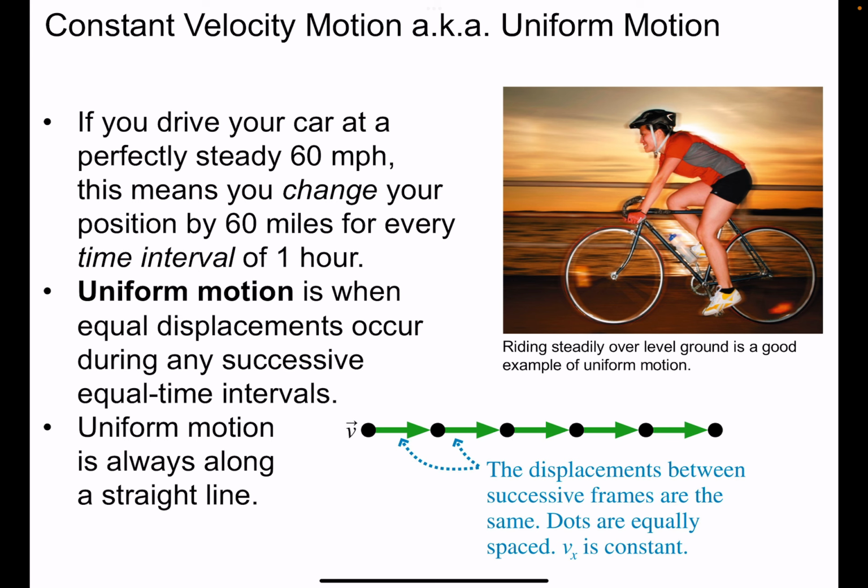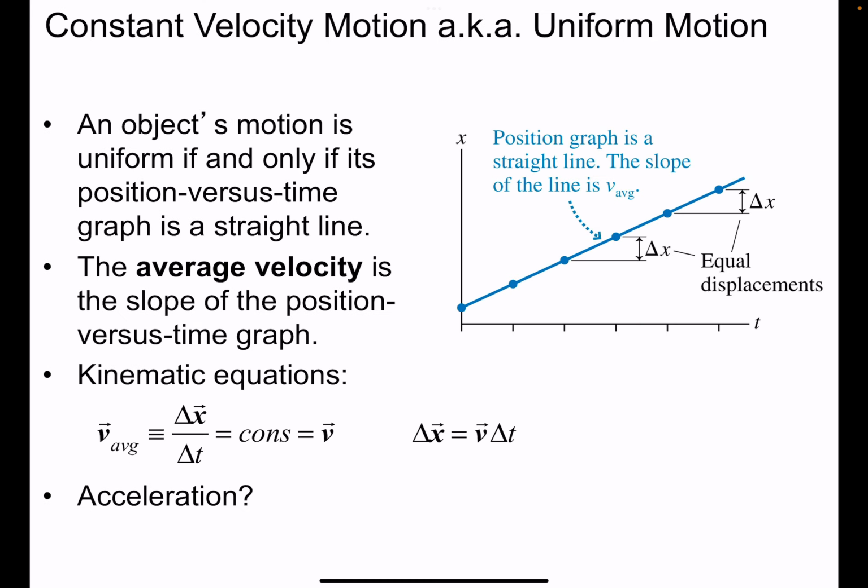Uniform motion is when equal displacements occur during any successive equal intervals. Uniform motion is always along a straight line. An object's motion is uniform if and only if its position versus time graph is a straight line, which means the position of the object increases by equal distance for every equal time interval. The change of position for this object is equal for equal time intervals.